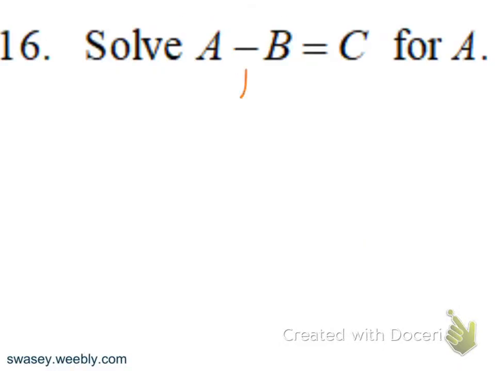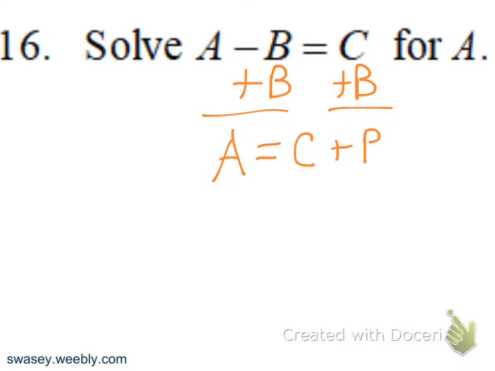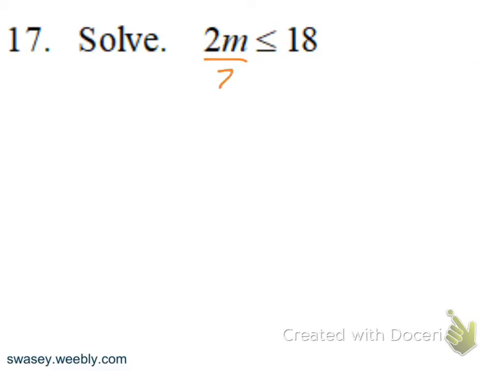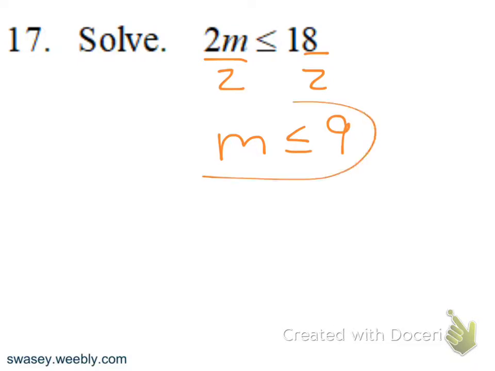To solve for A, we want to get rid of minus B, so add B to each side. Not like terms, you can't combine them, so A equals C plus B, or you could write B plus C. To get rid of multiplying by 2, divide by 2, m is less than or equal to 9.